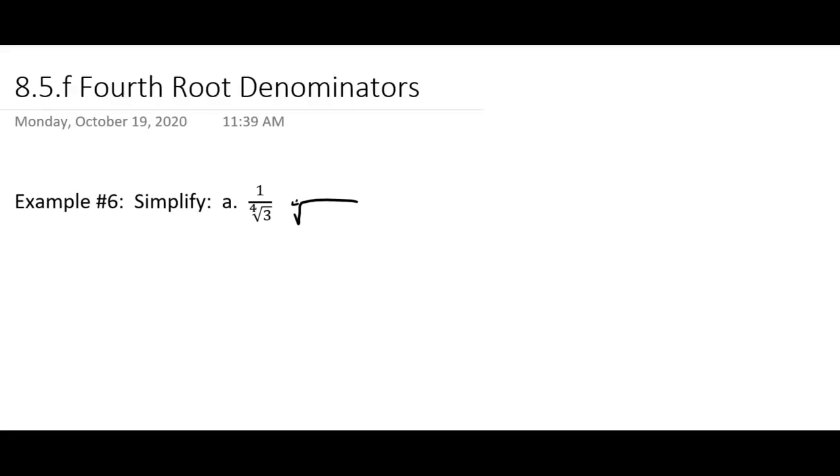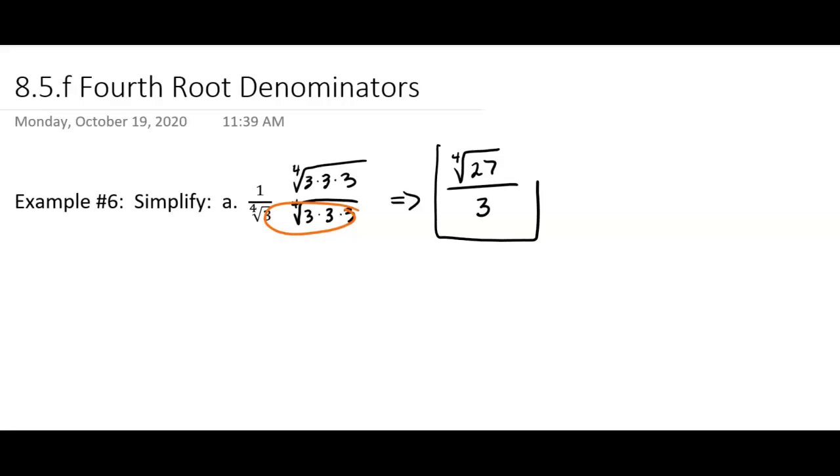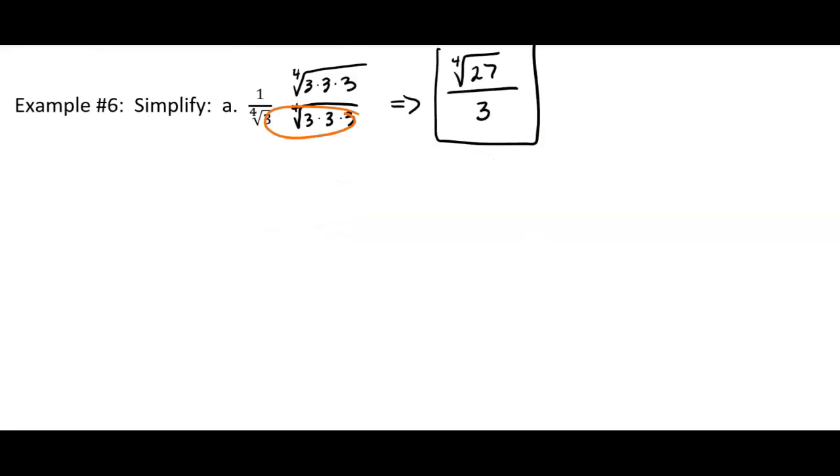So we'll be multiplying by the fourth root of, and I'm just going to write 3 times 3 times 3. I'll worry about multiplying it out later. And then I have to multiply the same thing in the numerator. Okay, so in the numerator then, I have 1 times the fourth root of 3 times 3 times 3, which is 27. And then in the denominator, now I have enough threes. I've got 4 of them, so I can get a 3 out, and so it's just going to be a 3. And that's it. That's all we can do with that one. But there's no longer a radical in the denominator, and that's what we're trying to do.